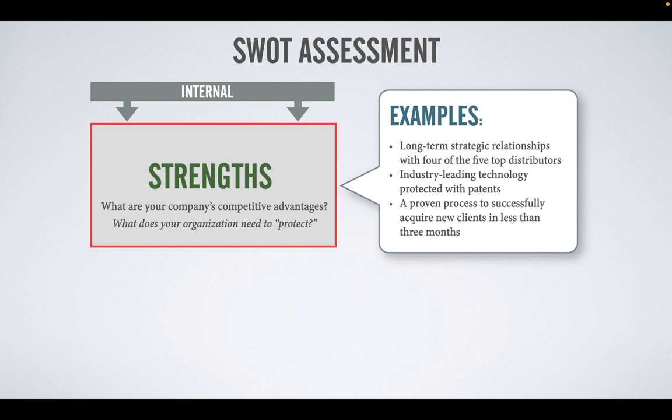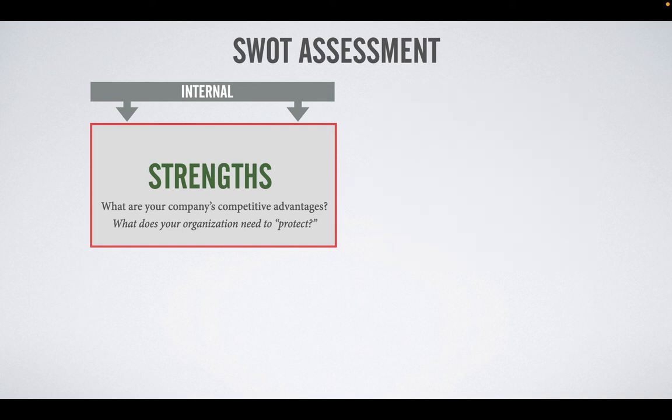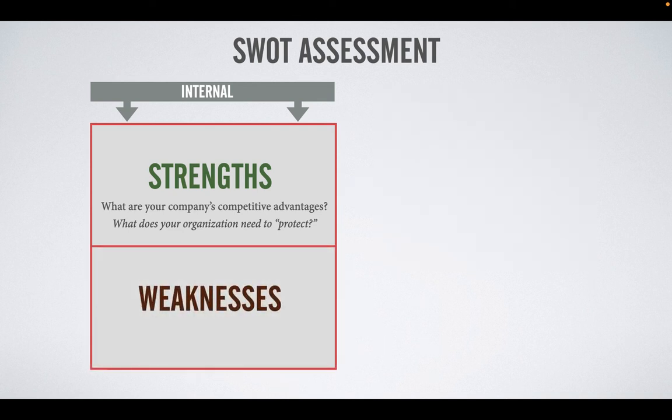Notice that all of these are internal. They are very specific, and they are typically things that nobody else can do. They are unique to our organization. Next, we're going to look at our weaknesses. These are the things that we don't do so well. Typically, these are the things that we need to fix or eliminate over the next 12 to 18 months.